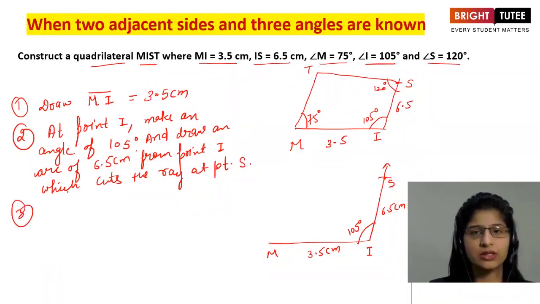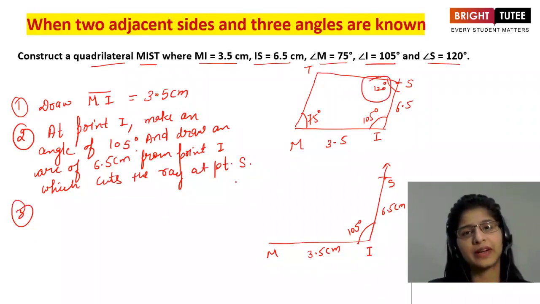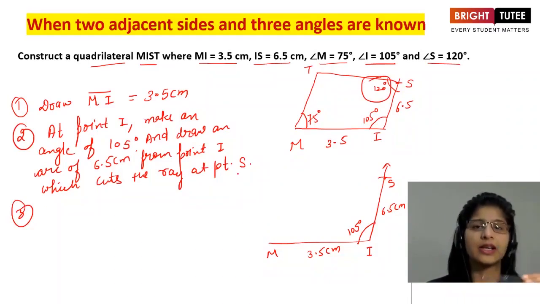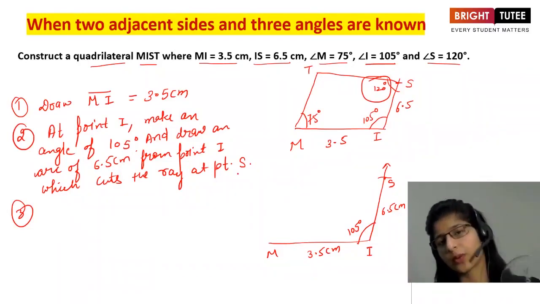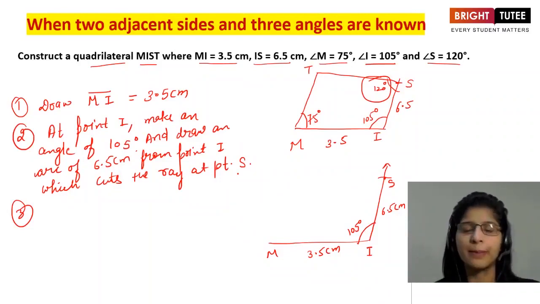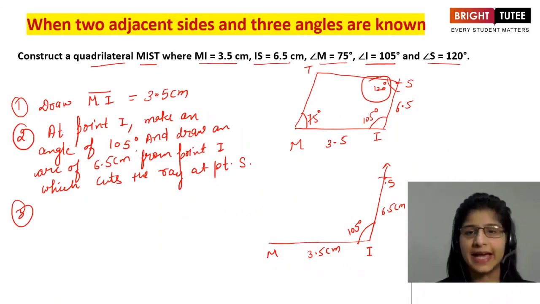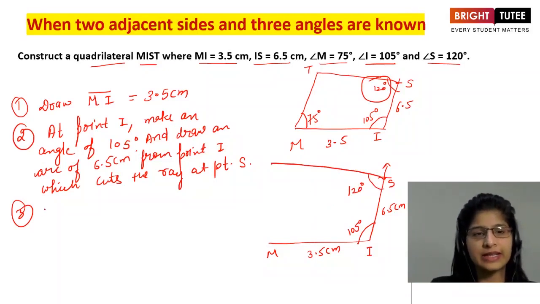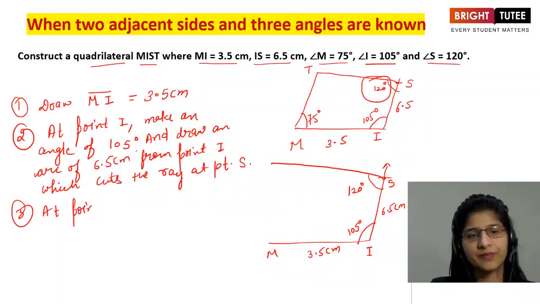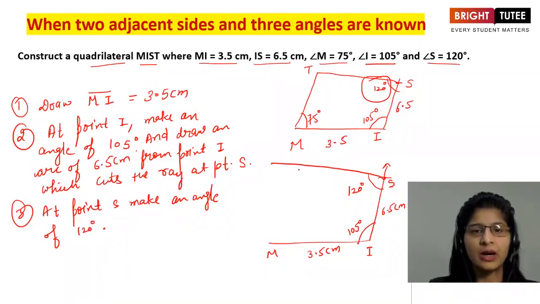Now the third step is what? At S we have to draw an angle of 120 degrees. Use your protractor, or you can use your compass. You know how to make 60 degrees and 120 degrees angles, so you can use your compass to make an angle of 120 degrees at point S. So at point S, make an angle of 120 degrees. Now this is one ray.